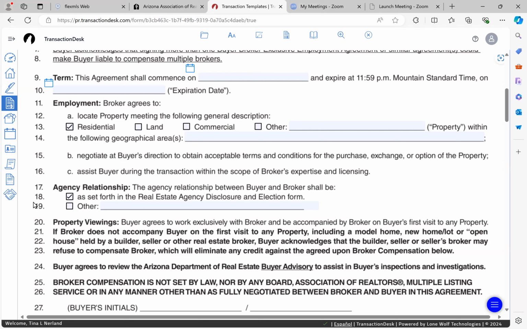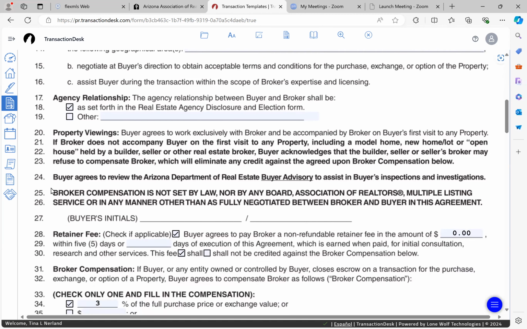Property viewings. Buyer agrees to work exclusively with broker and be accompanied by broker on buyer's first visit to any property. If broker does not accompany buyer on the first visit of any property, including a model home, new home, lot, or open house held by the builder, seller, or other real estate broker, buyer acknowledges that the builder, seller, or seller's broker may refuse to compensate the broker, which will eliminate any credit against the agreed upon broker compensation below. Doesn't mean that they don't owe you, because they do per this agreement.